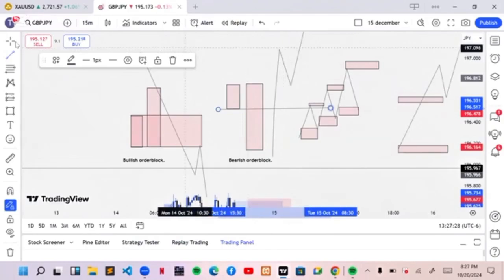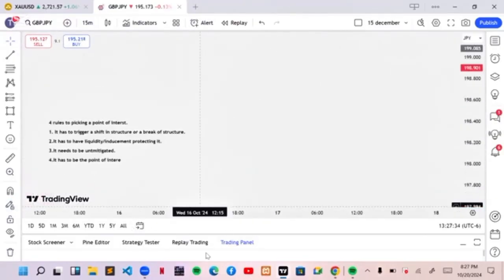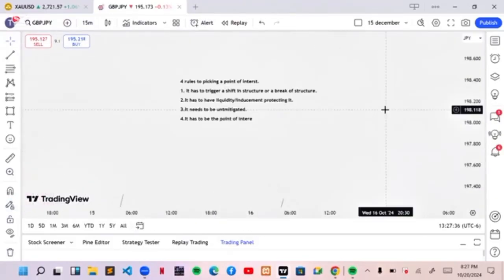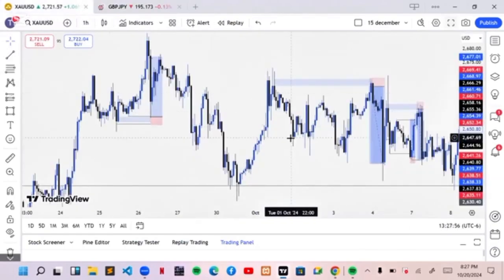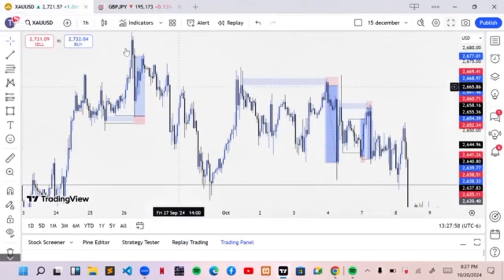Now, how do you know when to make use of which POI? How to know when to make use of the order block and how to know when to make use of the breaker block? So there are 4 key rules I pay attention to when picking a point of interest so that I can know how to pick the valid one. So number 1 rule that I pay attention to is it has to trigger a shift in market structure or a break of structure. You have to make sure that your point of interest triggers a shift in market structure or a break of structure.